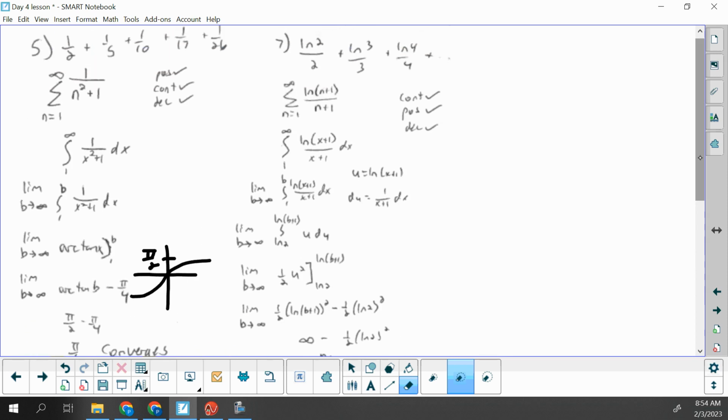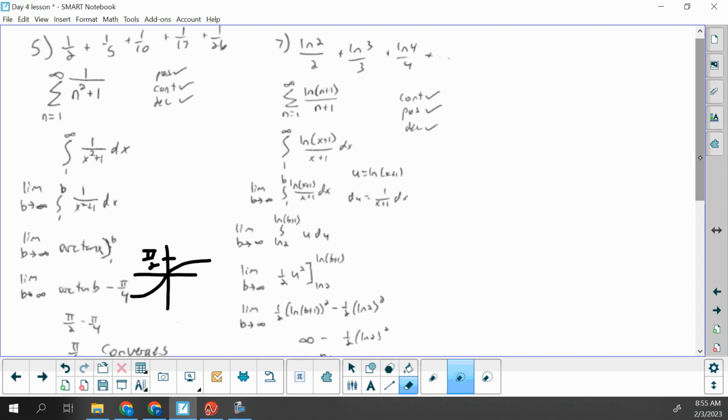For 7, it is continuous, it is positive, and it is decreasing. The reason we know it's decreasing is when you go from 3 to 4 in the denominator, that's a bigger jump than natural log of 3 to natural log of 4. So those terms should be getting smaller, and you could always put them in the calculator to see the decimal values too if you're unsure.